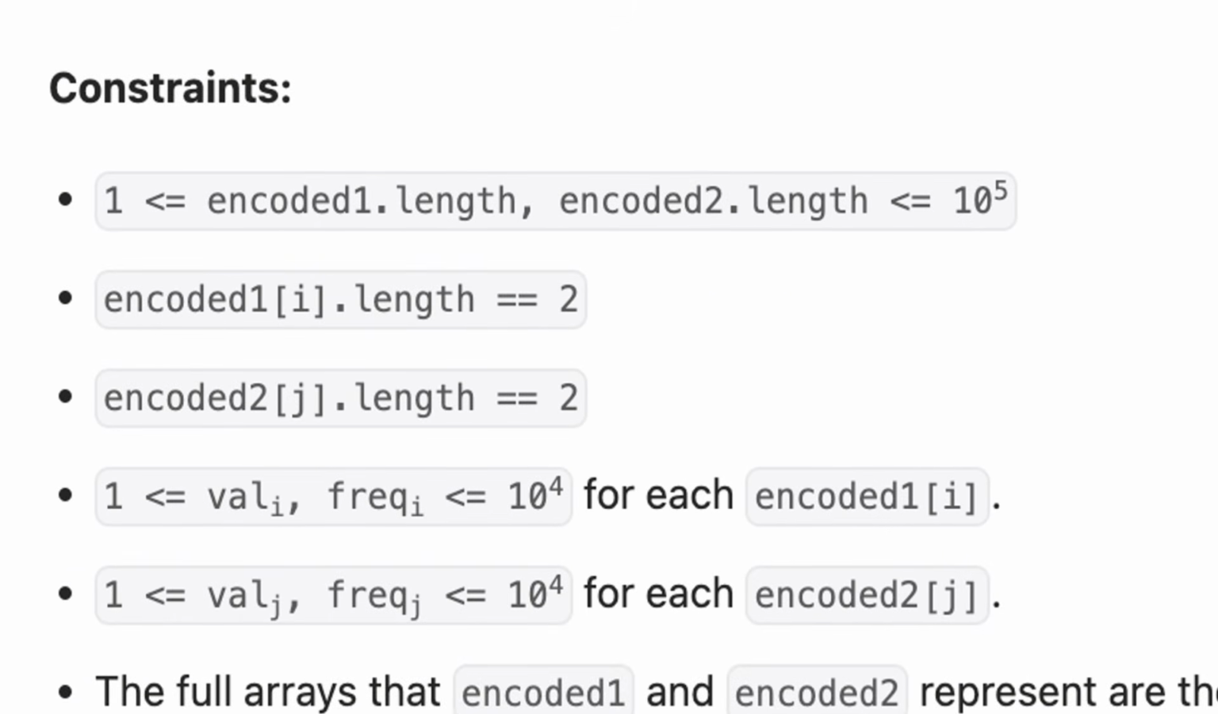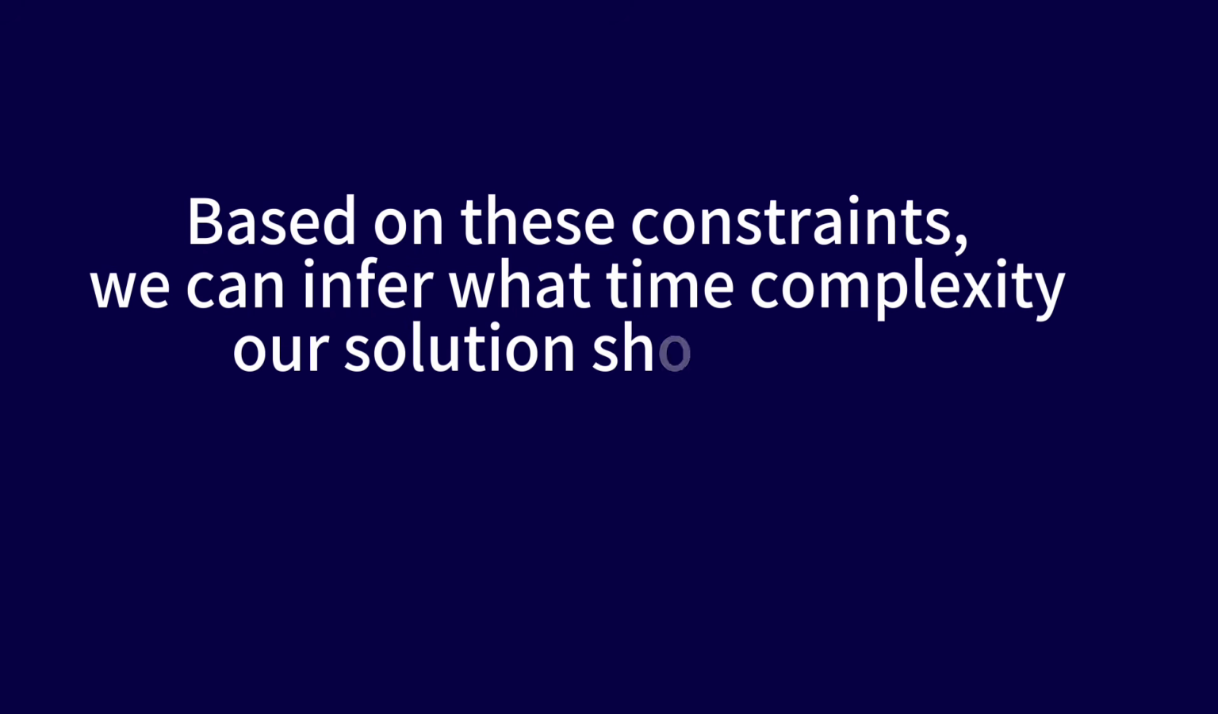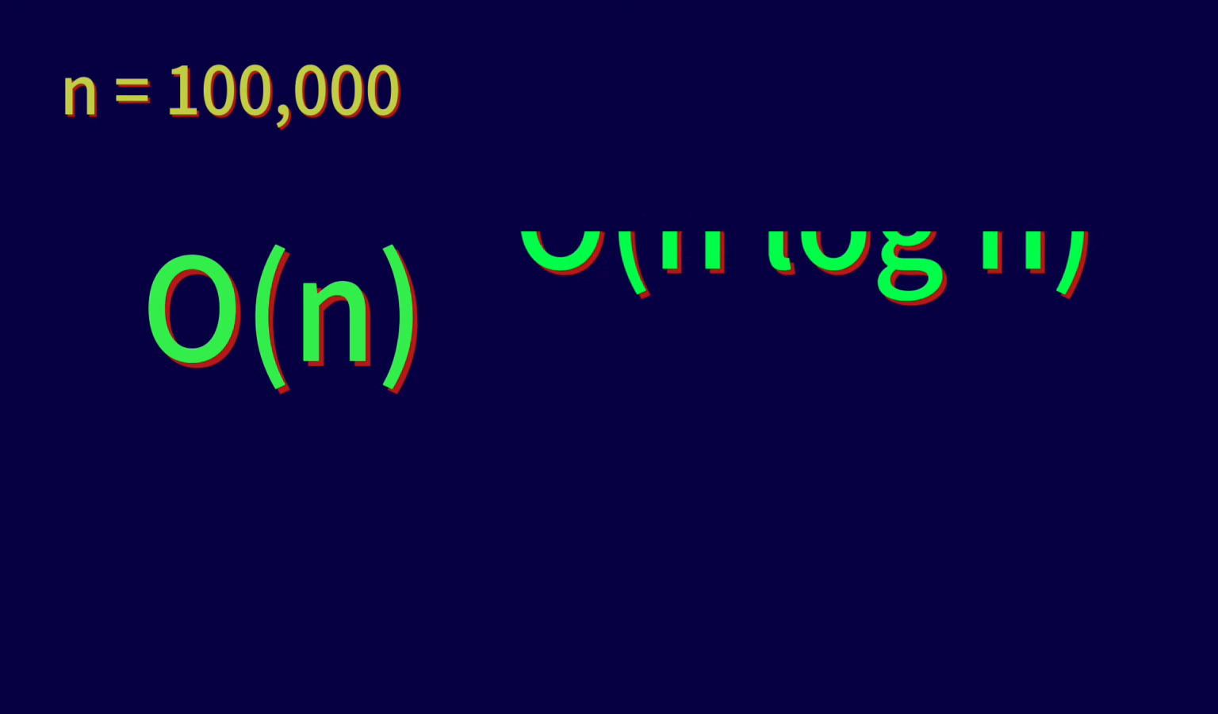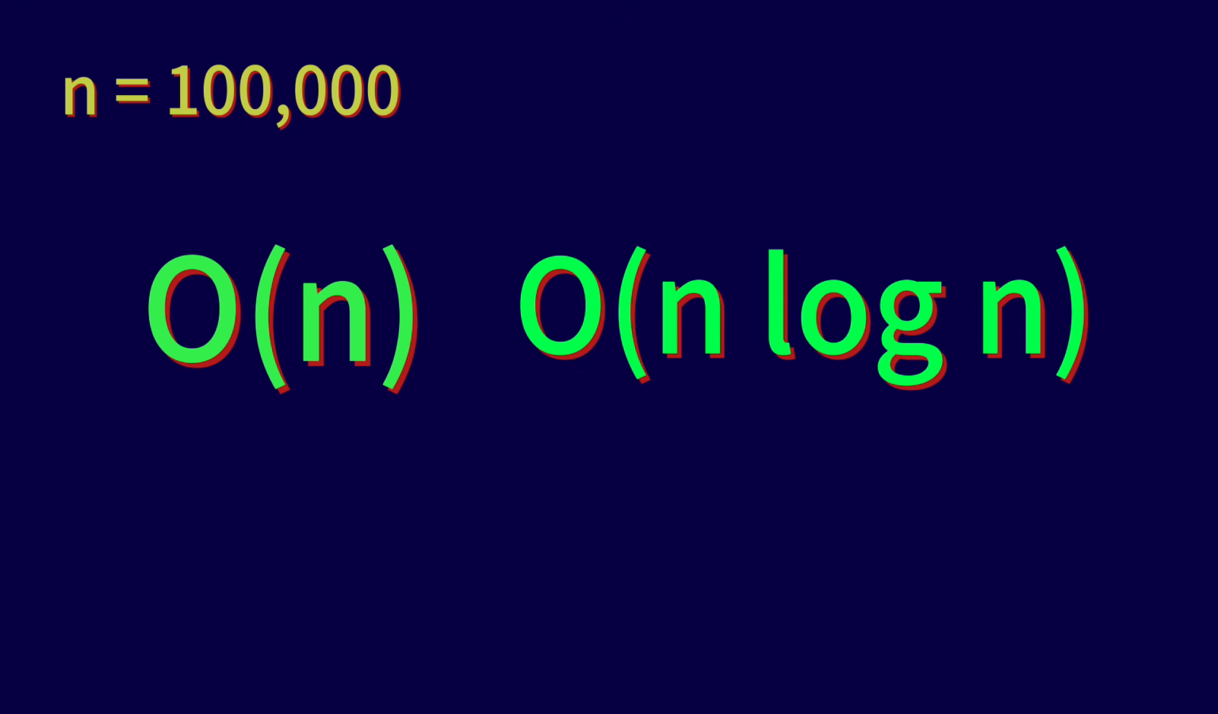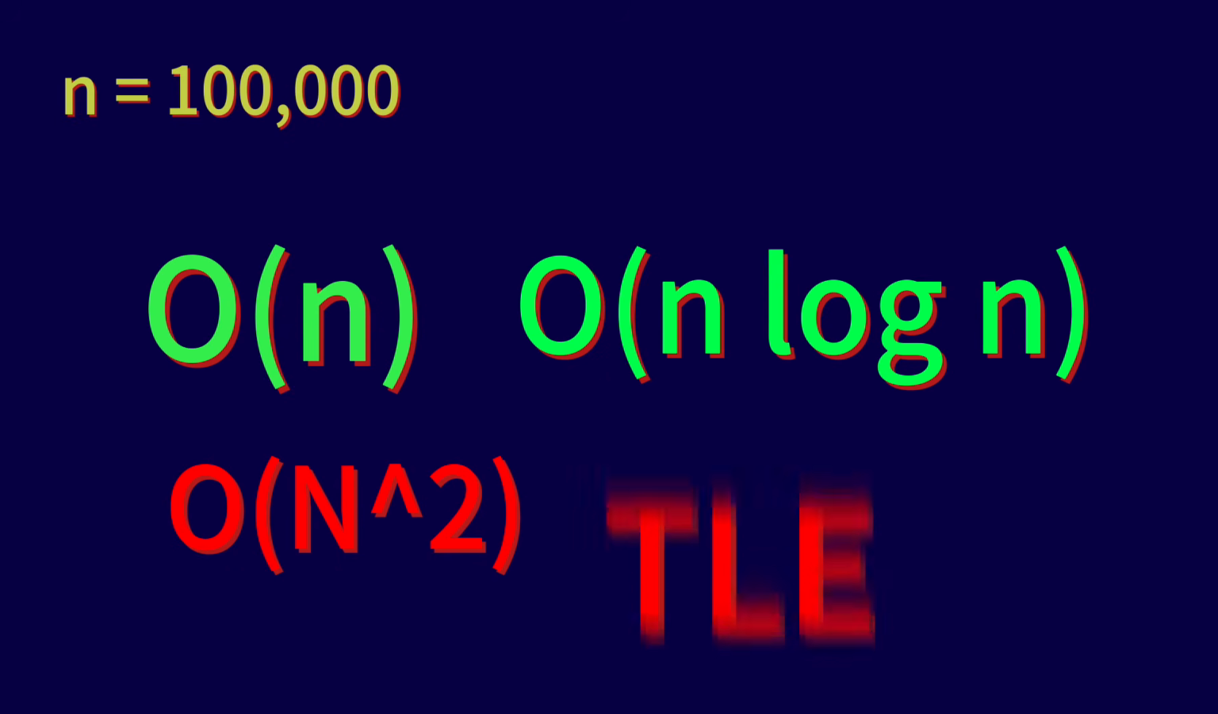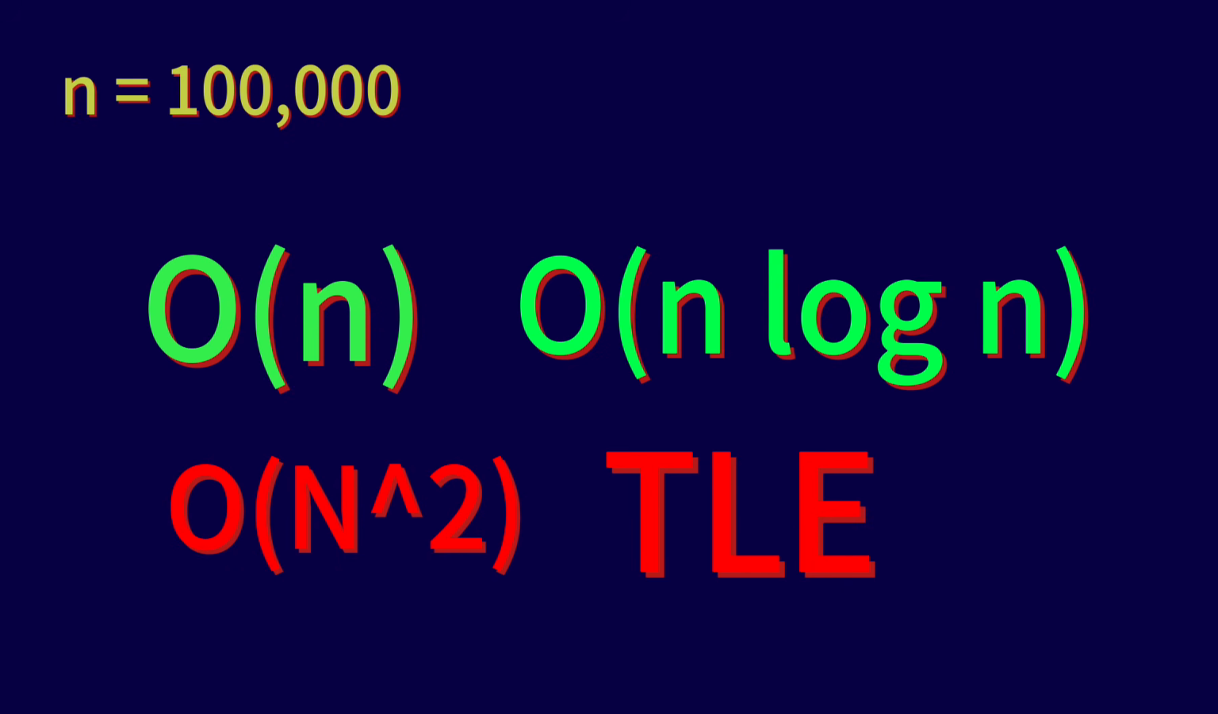Now here comes the key part. Based on these constraints, we can infer what time complexity our solution should have. Here's how. In our example, an O(n) or O(n log n) solution will likely work within the time limits, as these would typically execute in a reasonable amount of time. However, an O(n squared) solution could potentially take too long, leading to a time limit exceeded error. How do I know that?